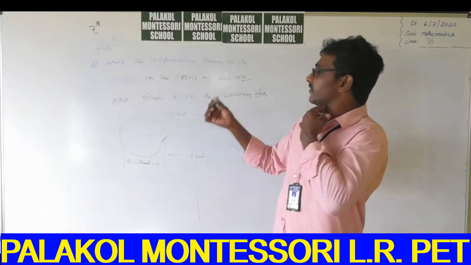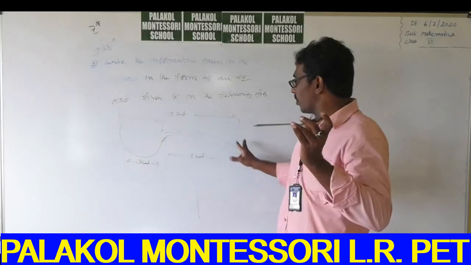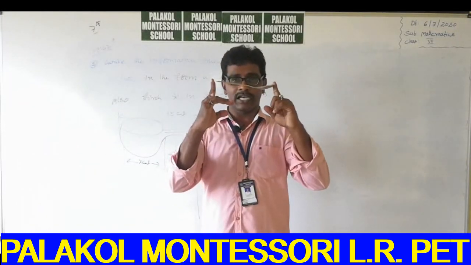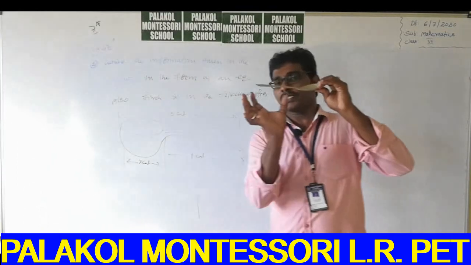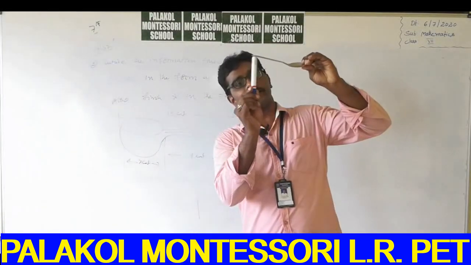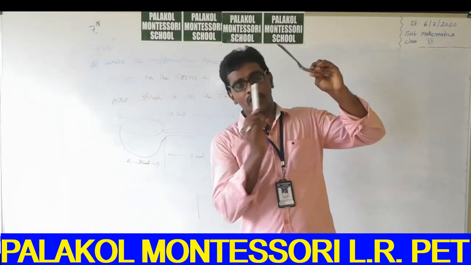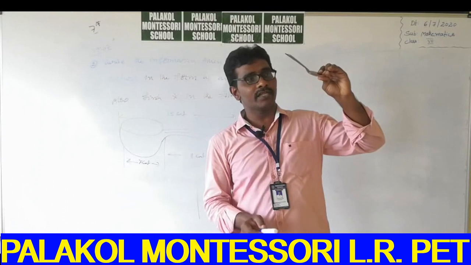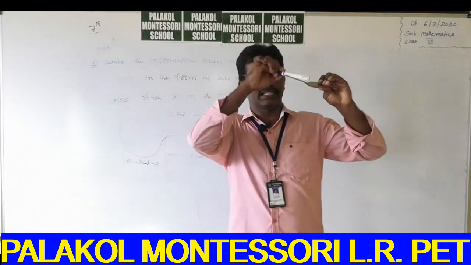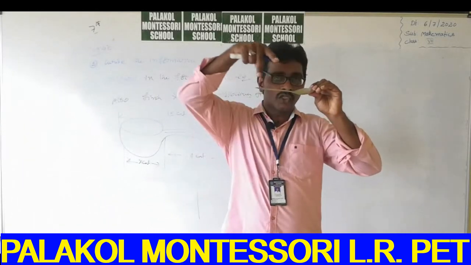Write the information of the given figure. Here the total length is there. How much is the total length? 15 centimeters. This is the 15 centimeters total length. In this case, this spot is indicated, and the spot is 11 centimeters. This length is x. So, how to write that linear equation? x plus 11 is equal to the total length.